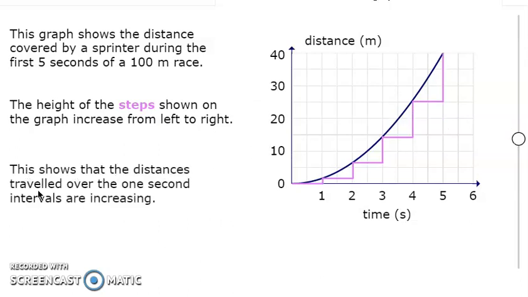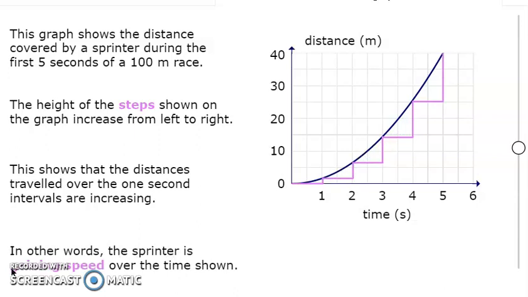This shows that the distance traveled over each 1 second interval is increasing. So every 1 second, 1 to 2, see this distance, now 2 to 3, see this distance, it is increasing. 3 to 4, again a 1 second interval, the distance is increasing. Again 4 to 5, this distance. So every second, the vertical height is increasing. What does that indicate? In other words, the sprinter is gaining speed. When speed is increasing, that means the sprinter is gaining speed.